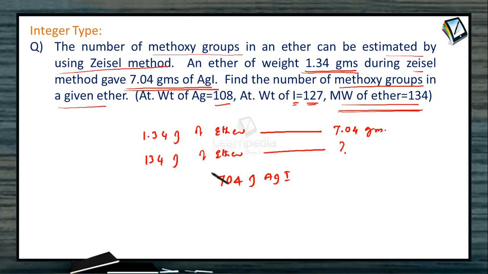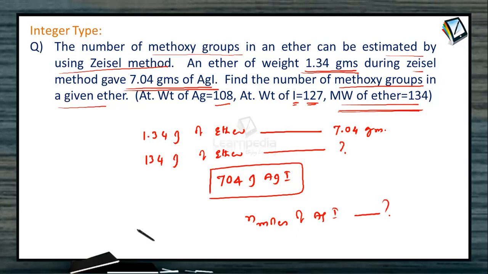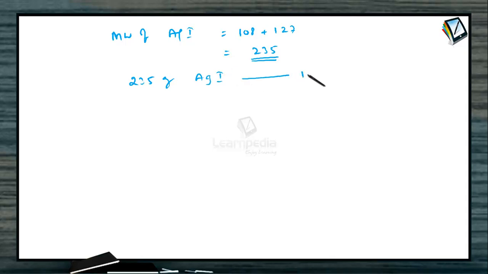But this 704 grams of silver iodide formed corresponds to what number of moles? How many moles of silver iodide are formed? And the molecular weight of silver iodide is how much? Ag atomic weight 108, iodine atomic weight is given as 127. 108 plus 127 comes out to be 235. So every 235 grams of silver iodide corresponds to how many moles? 1 mole.